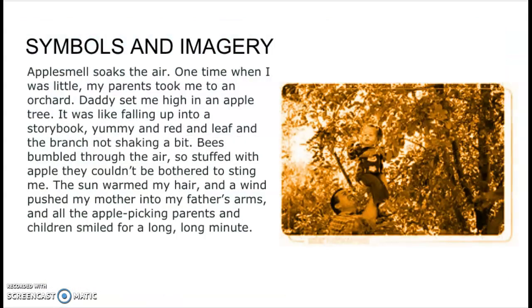In this last slide, we're going to look at symbols and imagery one more time. And in this flashback memory and apple tree reference, we see a time in Melinda's life when she felt safe. We get that idea when she talks about the bees being so content that they didn't bother to sting her. So you can see that she didn't feel like she was in any danger at all. We see her contentment in this memory with the warmth of the sun, the safety of her father's arms, despite the pushing wind, and she smiles.